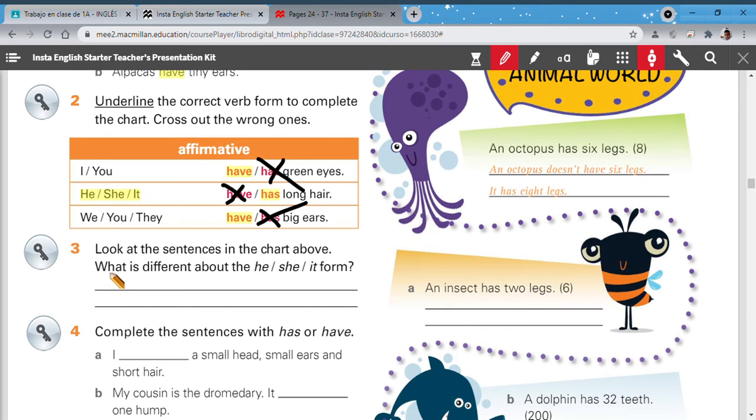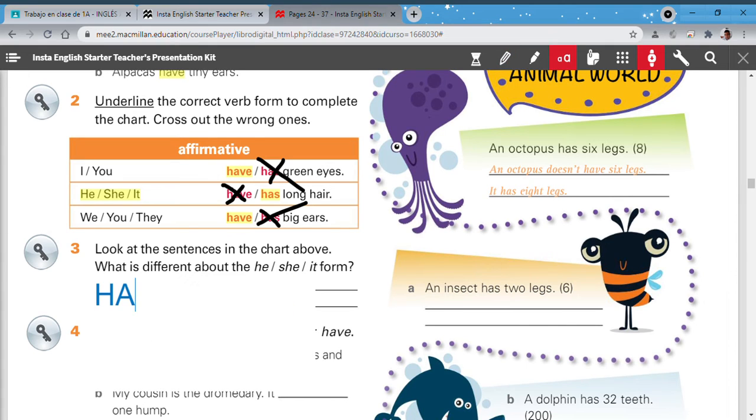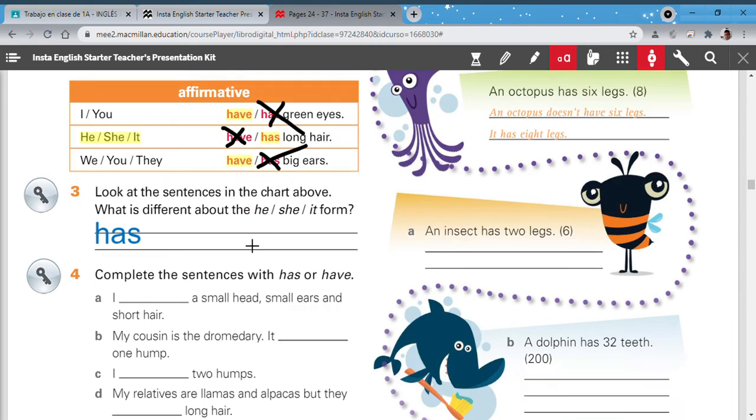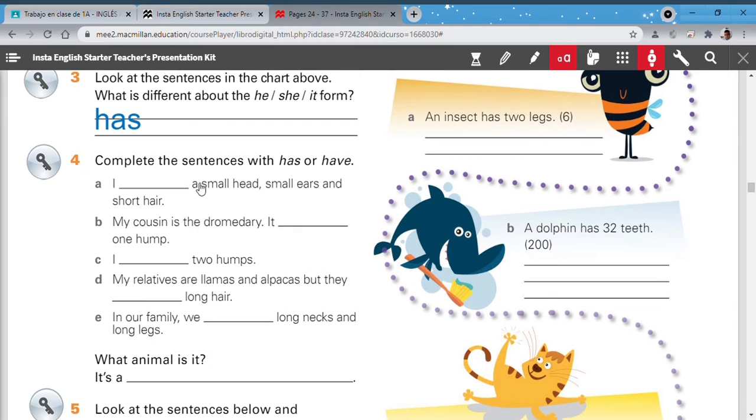Now let's continue. Look at the differences in the chart above. So in this chart, what is the difference between he, she, and it? The difference is that for those pronouns you write has. And for the others? For example, here I have an activity. Complete the sentence with has or have.